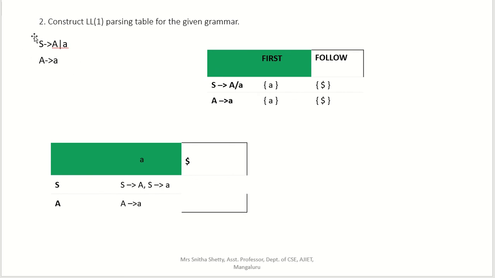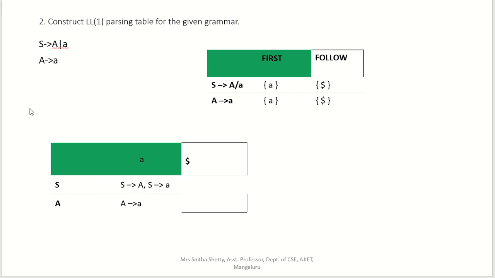Now follow. See whether S comes on the right hand side. There is no S on the right hand side, but S is the starting symbol, so follow of S is dollar. Now whether A comes on the right hand side, yes. What comes after A? Nothing. If nothing, then follow of A is follow of the left hand side variable. So follow of S is dollar, so follow of A is also dollar. First of S is a, first of A is a. Very simple grammar.